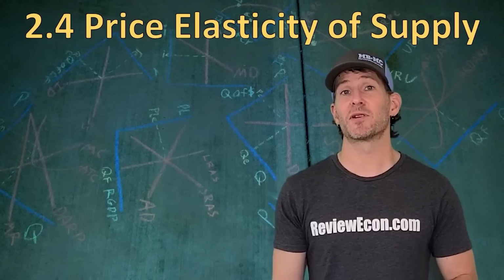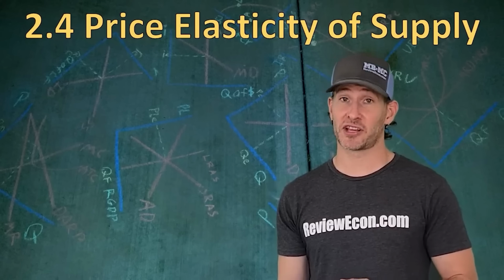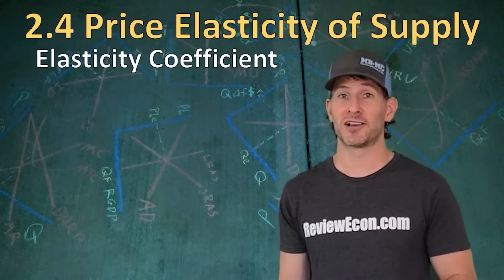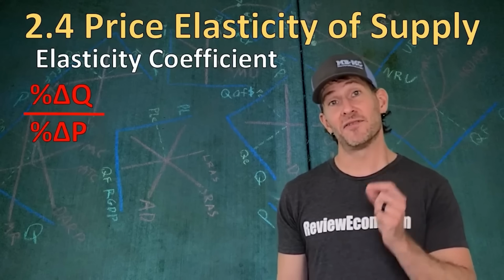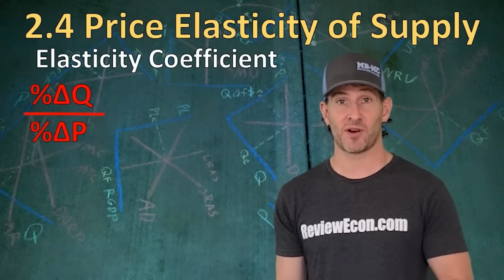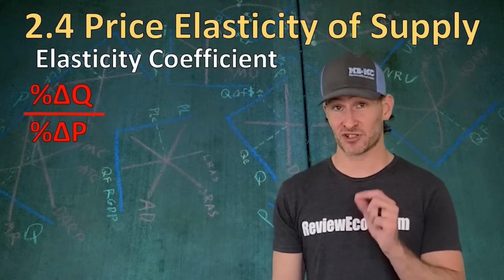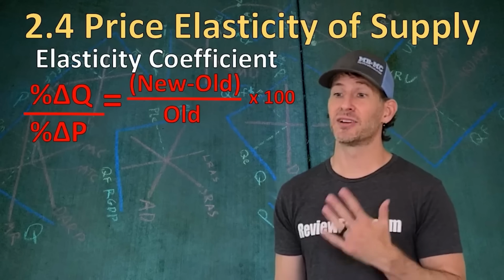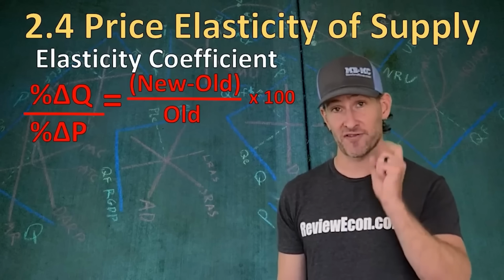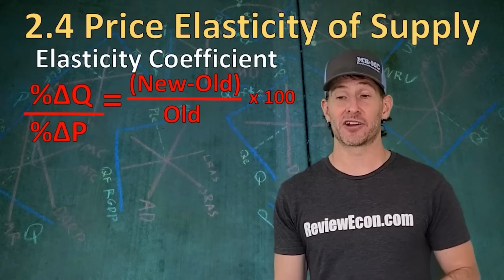The first elasticity we're going to look at is the price elasticity of supply. The calculation of the coefficient is just like it was for those demand curves. We have the percentage change in quantity divided by the percentage change in price. And just like before, the preferred method for calculating percentage change is new minus old divided by old times 100. You do that for both the quantity and the price, and then calculate your coefficient.